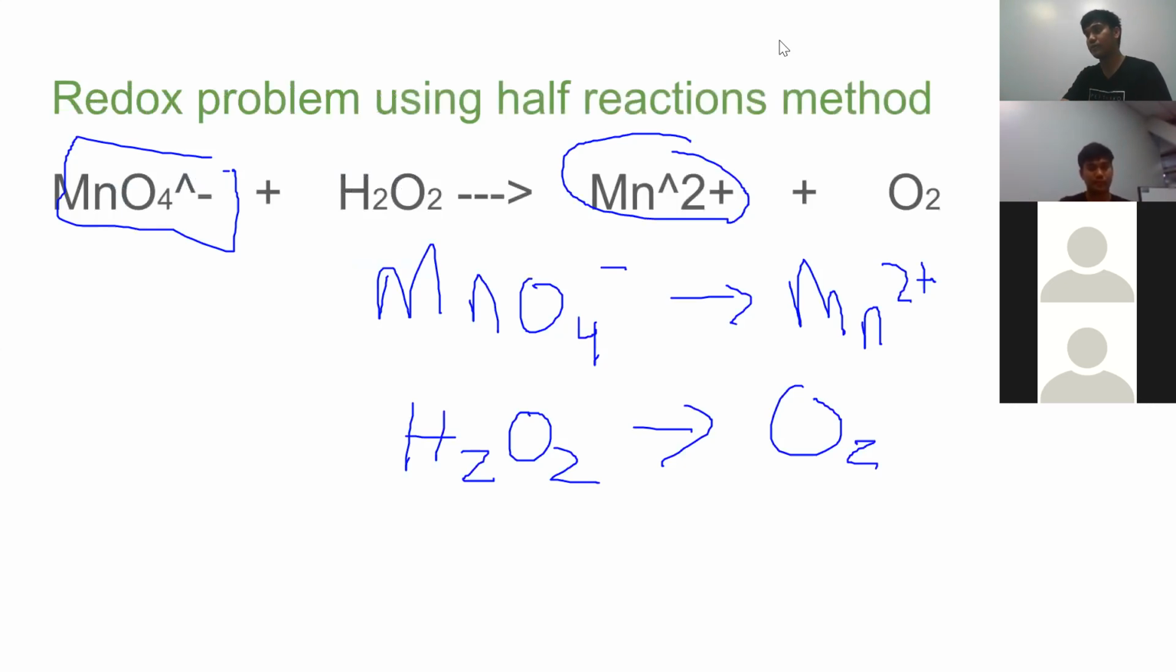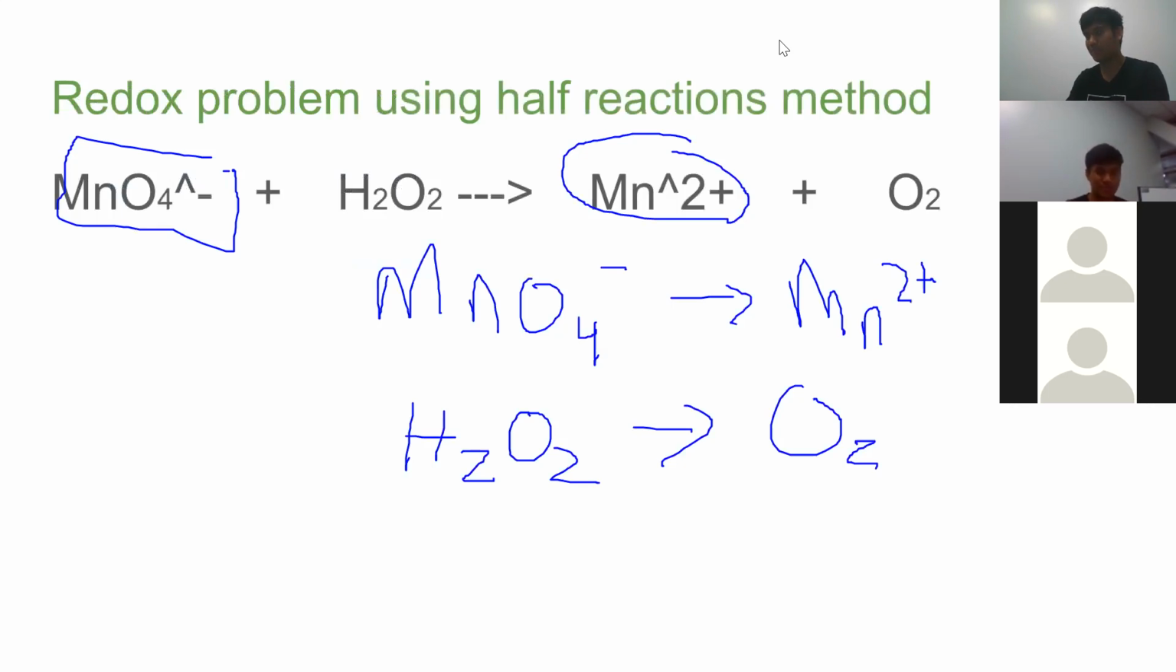So I know that on my left-hand side, I have a manganese right here, and I have a manganese right here. So I just equate them to each other. So I have permanganate, which is on my reactant side, and I'm going to make it become manganese. And for my peroxide, which is H2O2 over here, I'm going to react it together to make O2. So that's step one, creating them into half reactions.